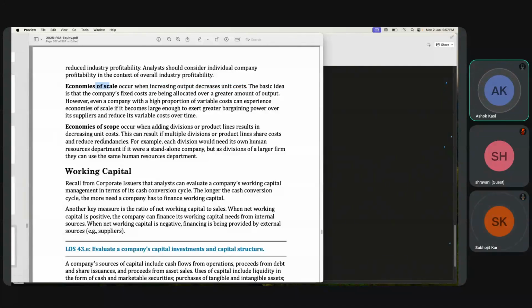Then economies of scope occur when adding divisions or product lines results in decreasing unit cost. This can result if multiple divisions or product lines share costs and reduce redundancy. For example, each division would need its own human resource department if it were a standalone company. But as a division of a large firm, they can have the same human resource department. So that is economies of scope. Basically, you are reducing the redundancy by combining functions.